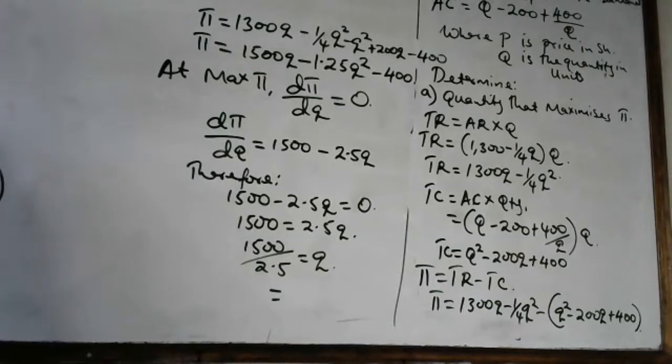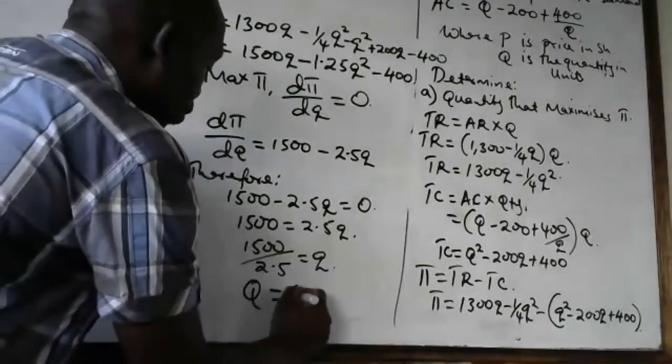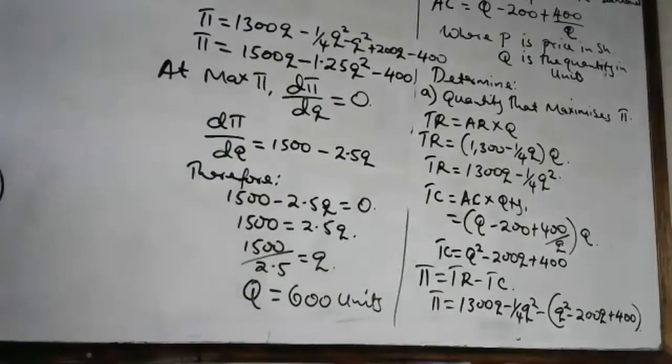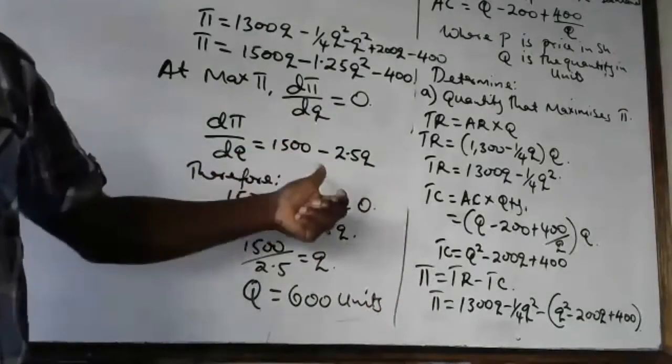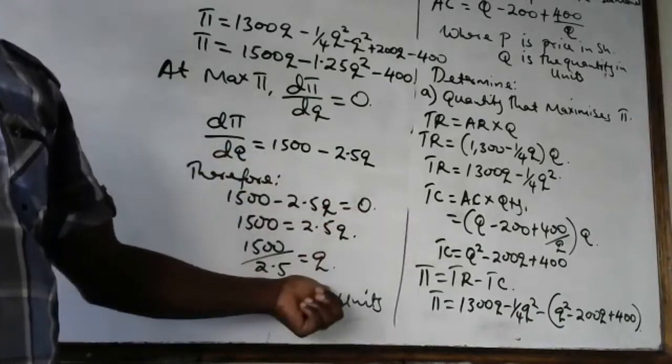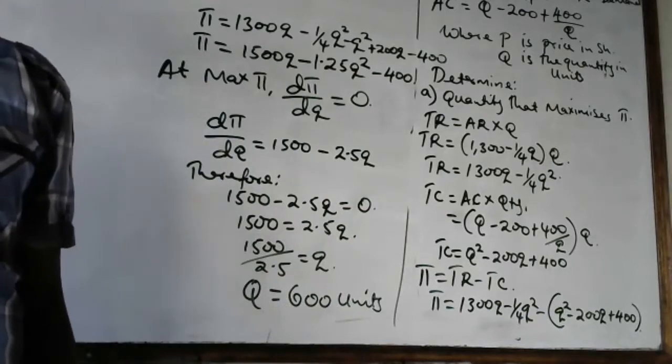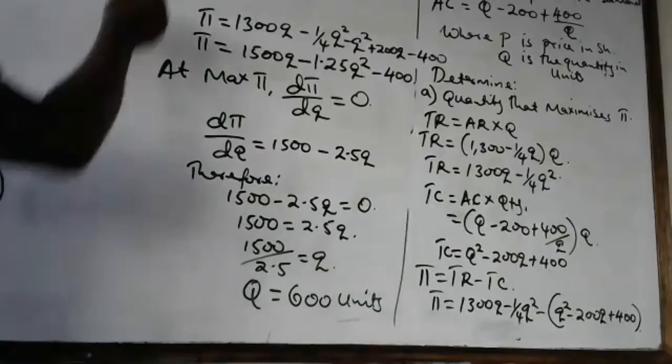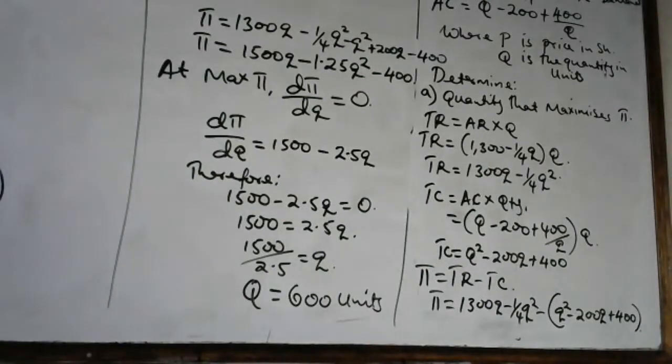Any person who is very fast can do this. 1,500 divided by 2.5. What do you get? Six hundred. So Q is equal to 600 units. Just get the profit function, differentiate the profit function and equate that function to zero. You get the value of Q. This is the quantity that maximizes profit. Copy that.